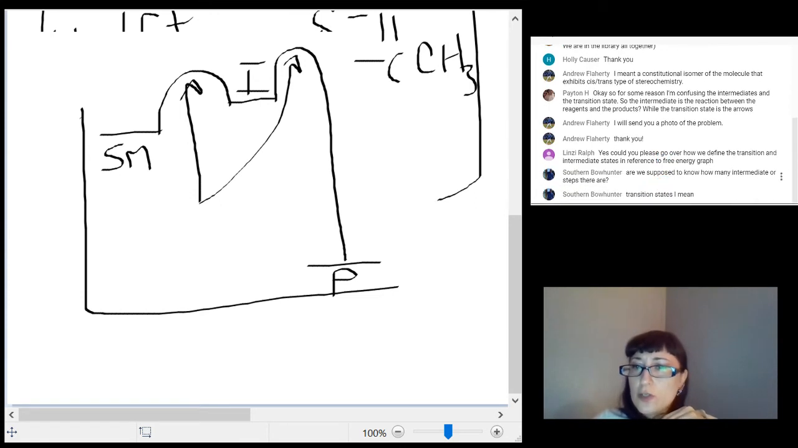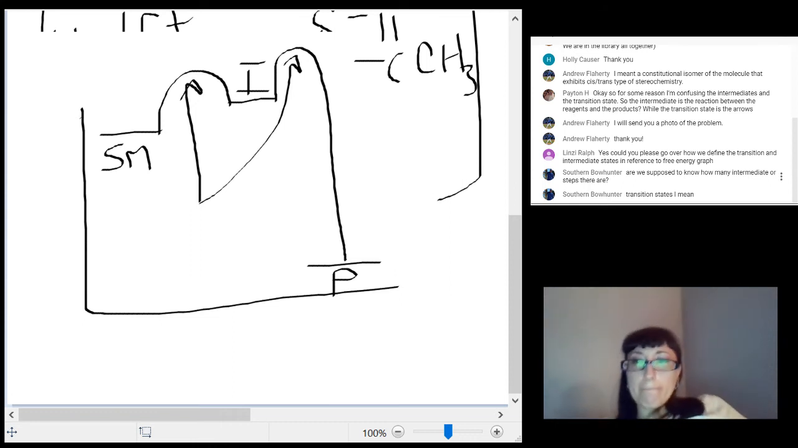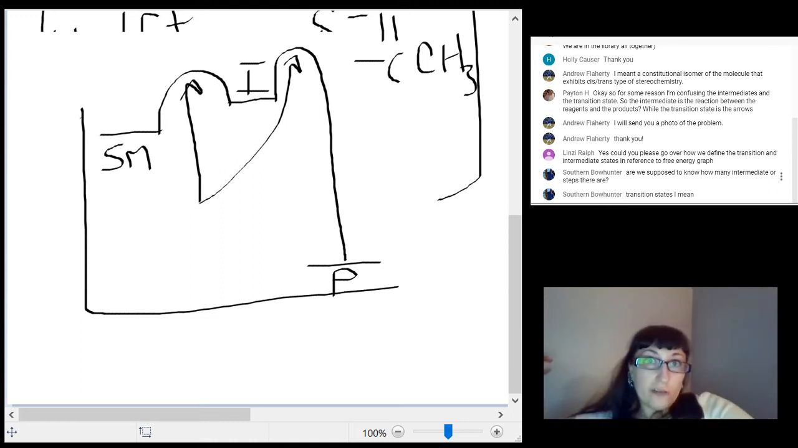Are we supposed to know how many intermediates or steps there are? Yeah, because you have the mechanisms. As long as you know the mechanisms, you can answer those questions. And that's why you learn the mechanism, so you don't have to memorize all that other stuff, right?